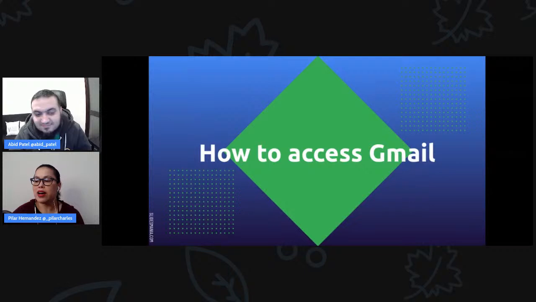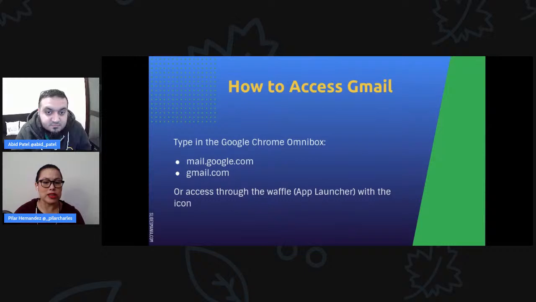So let's start with how do we access Gmail? Okay, so the first thing that you would have to have is an open Chrome tab. And there are 3 different ways that you can do this. You can either type in mail.google.com or gmail.com. Both will take you to the login page. Or when you have a Google page open, you can just go into the waffle menu, also known as the app launcher, and click on the icon for Gmail. So Abid is going to show us that live, right, Abid?